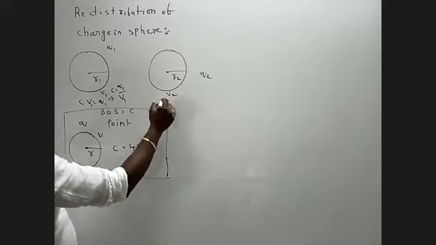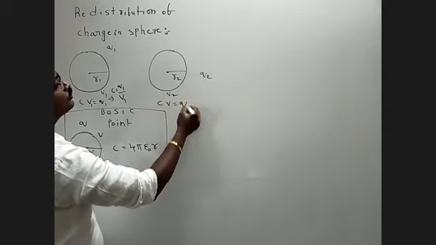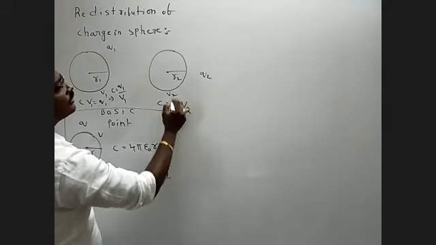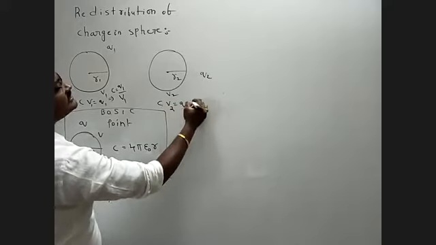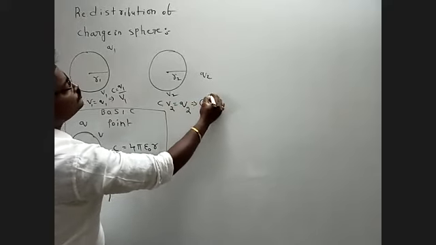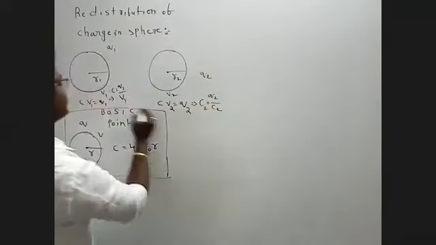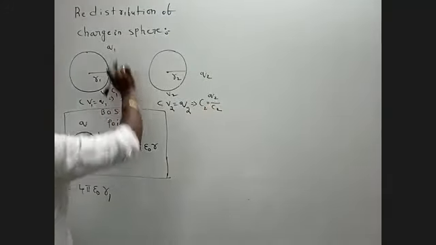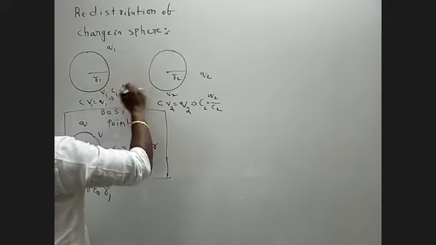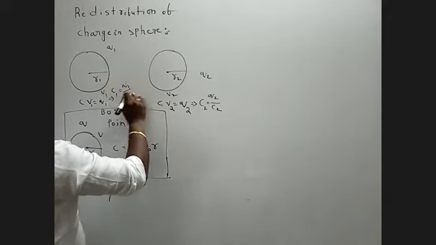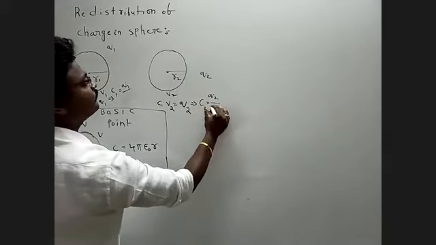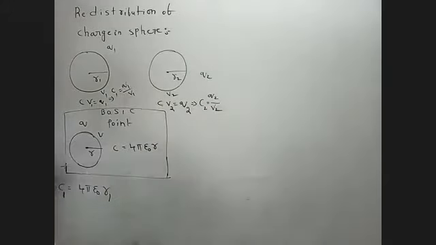For the second sphere also, the capacitance formula CV is equal to Q applies. The charge is Q2 and the potential is V2, so the capacitance C2 is equal to Q2 by V2. And C1 is equal to Q1 by V1.